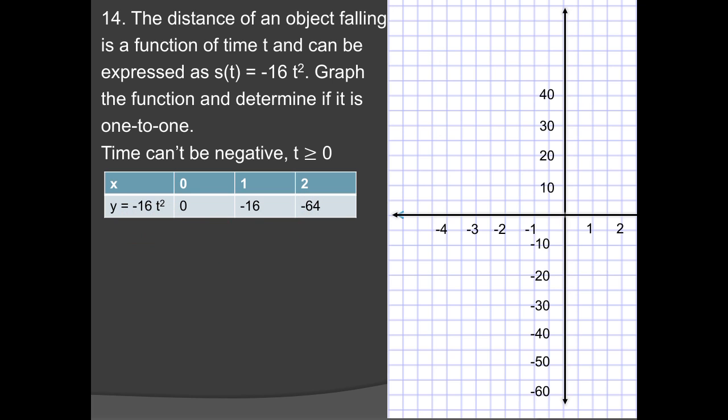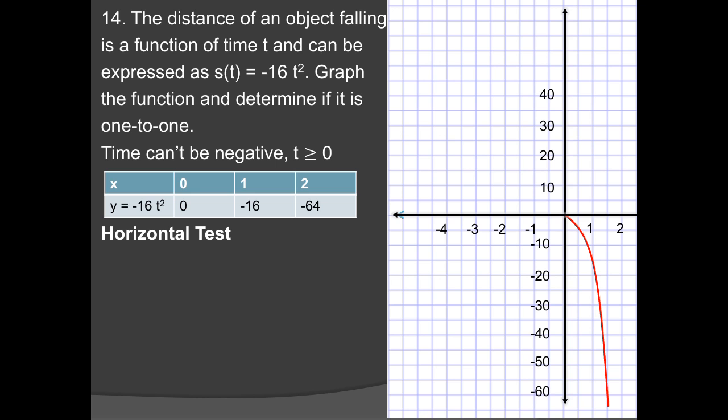Now I am going to plot it in the graph. I have plotted. The first point is 0, 0, isn't it? So this is 0, 0, and the next point is 1, minus 16. Maybe you will get it here, and the last one is at the bottom. Okay, so it's just like a parabola. A half parabola, since the time must be positive.